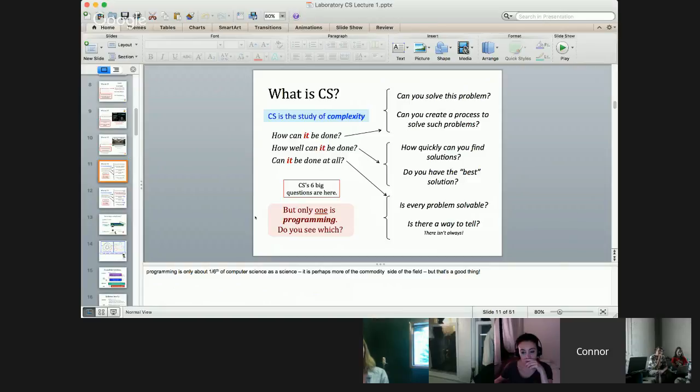Only one of them is programming. Do you have an idea of which of those questions programming actually solves? Is that the process to solve such problems? Exactly. So all of these are computer science. Programming is the specific tiny chunk of computer science that is how you actually make something do something.